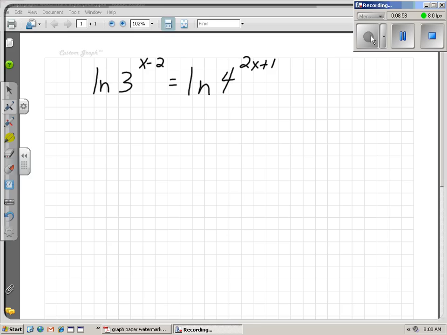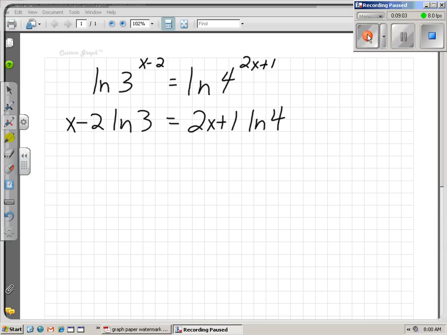All right, I'm going to move those exponents to the front. That's our power property. And remember, we have to be careful because it looks just like the 2 is being multiplied by the natural log 3. Actually, I want the whole exponent multiplied by natural log 3. Same thing over here. It looks like natural log 4 is just being multiplied by the 1, but I want it multiplied by the whole exponent, 2x plus 1. So use parentheses.